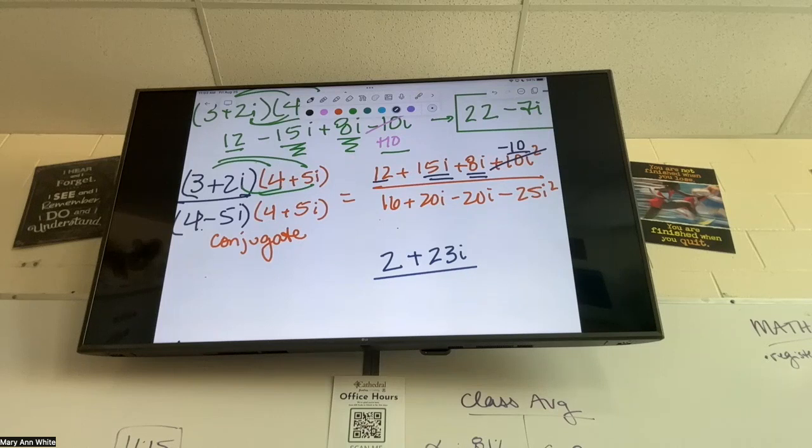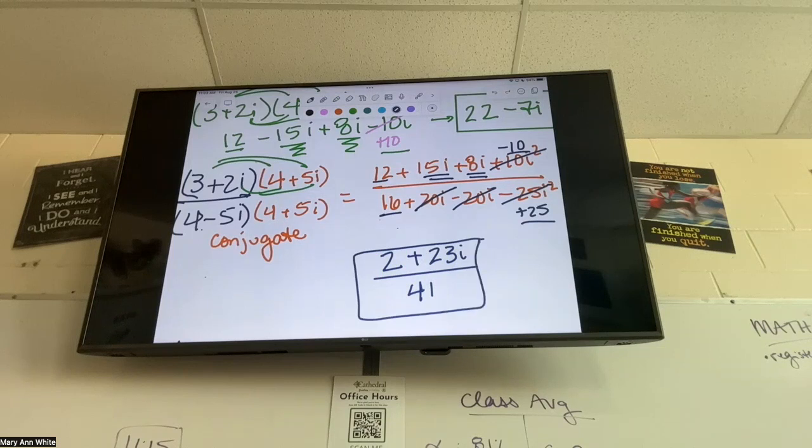In the denominator, my negative 25i squared becomes a plus 25. So I've got 16 plus 25, which is 41. And then my 20i and my negative 20i cancel, which is what they're supposed to do. If they don't cancel, we have a problem. At this step, I look and see, does my fraction have any common factors? Do I need to simplify? Nope. I know this might feel ugly, but I actually like this the best because it is a little bit less work.